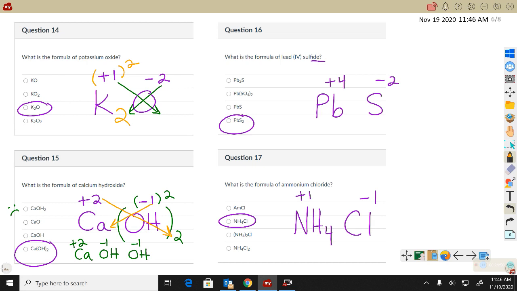Now, the only time that you have to be a little bit careful if you're a crisscrosser is something like 16. So to refresh your memory on Roman numerals, V is the 5, IV is the 4, VI is the 6. So if the I's in front, you subtract it. If the I's in back, you add it to 5. So this is lead IV sulfide.